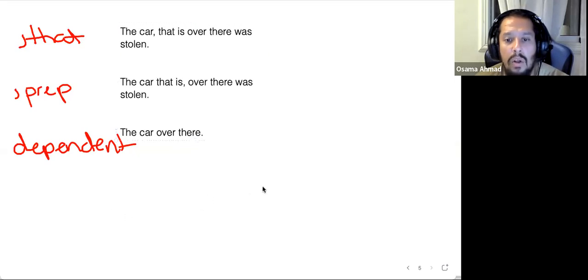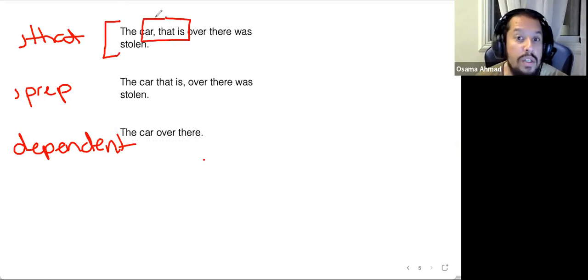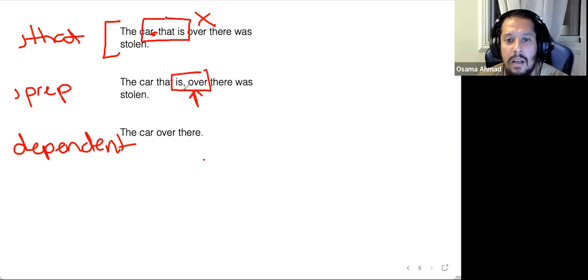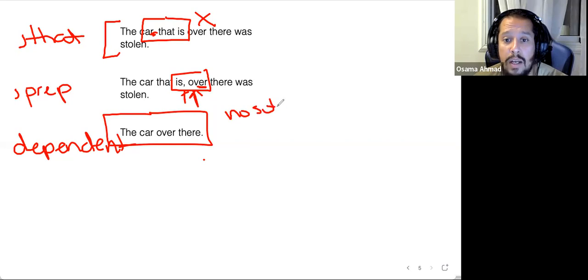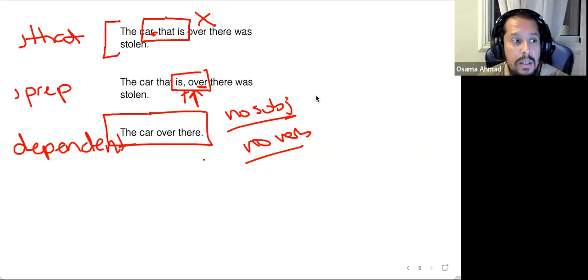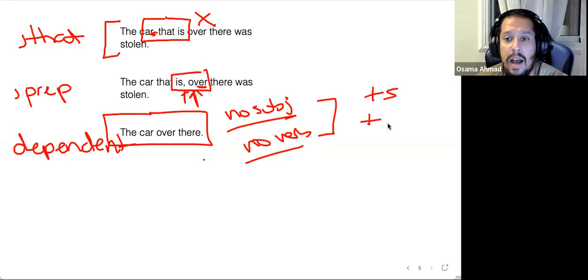These are all fragments. In the first one, comma that. Usually when you see a comma that, it is incorrect automatically. We can't put a comma before that. Or again, comma preposition. Fragment. Or it's dependent, meaning there is either no subject or no verb. For a sentence to be complete, it needs to have a subject, and it needs to have a verb.